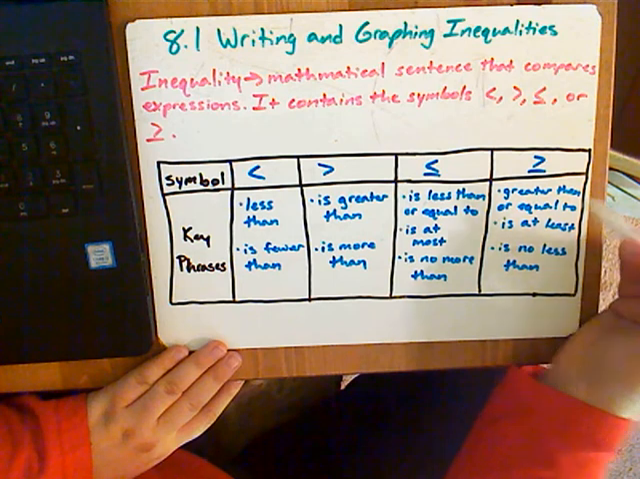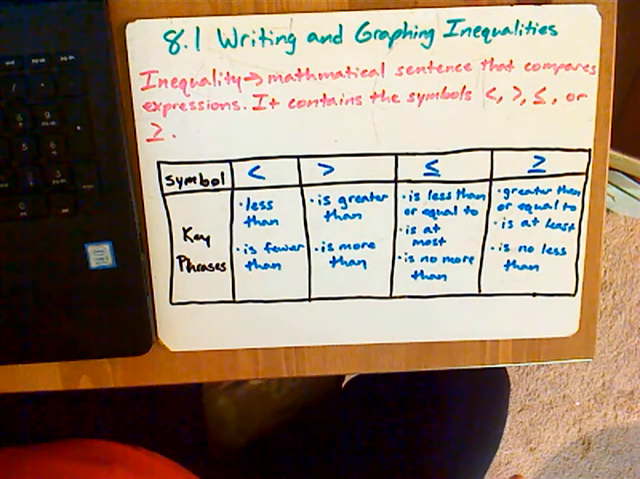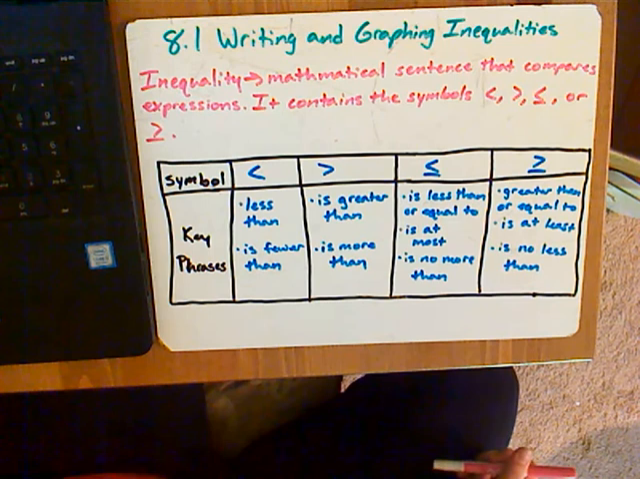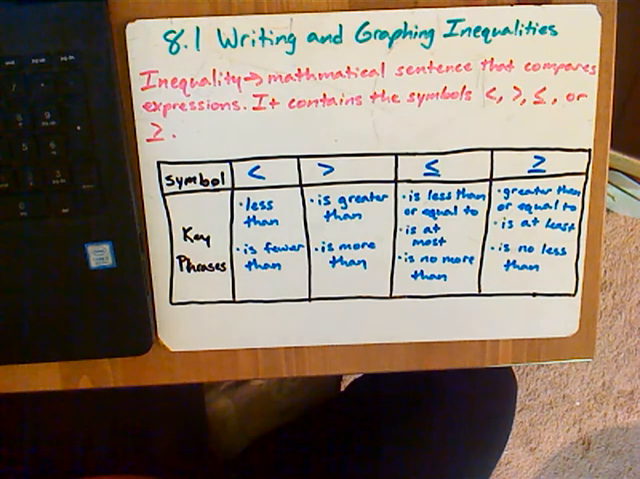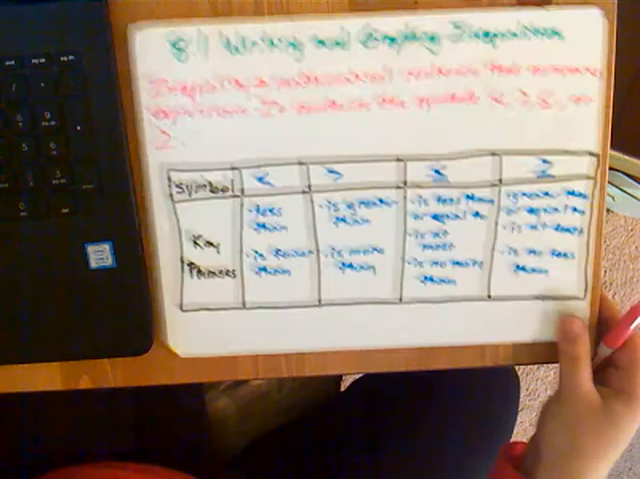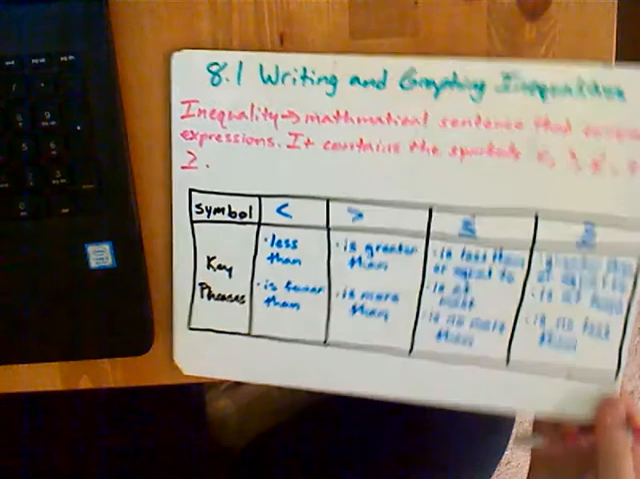So those are the key phrases that will let you know which inequality you are working with and which one to write out when you're writing an inequality from a sentence that might be given. So we are going to look at an example of writing an inequality, and make sure you take your notes. If you have any questions, write them down so you can ask in class, and we'll go ahead and get started.